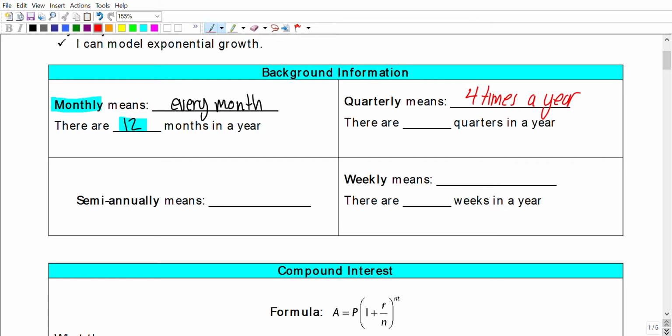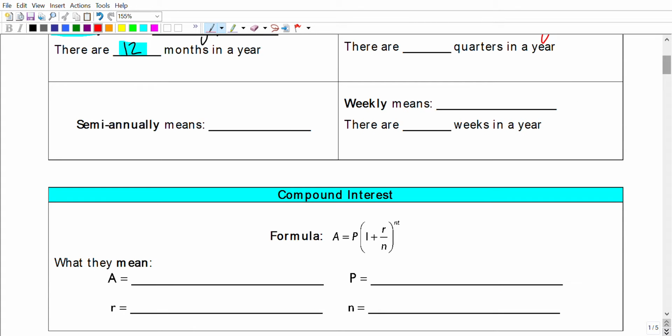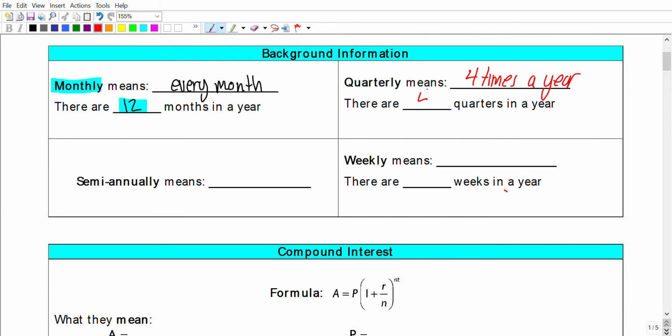Another way to think of it is a quarter. A quarter is 25 cents, so exactly 1/4 of a dollar. So in order to complete a full dollar, you need 4 quarters. So there are 4 quarters in a year. So once again, if you hear this word quarterly, we're talking about 4.